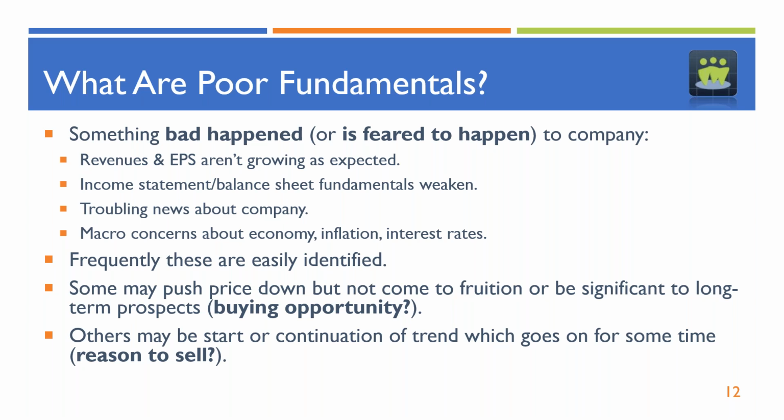Maybe the revenues and earnings aren't growing as expected when the company reports its quarterly results. Maybe there are some income statement or balance sheet items, or there's some other troubling news about the company or its management. And there could be external factors. Certainly news about the economy, whether it's positive or negative, can impact many different types of companies, especially cyclicals. Same with inflation statistics and interest rate moves. Frequently, it's easy to identify what caused a problem. Occasionally, it's not so obvious. You've got to dig a little deeper.